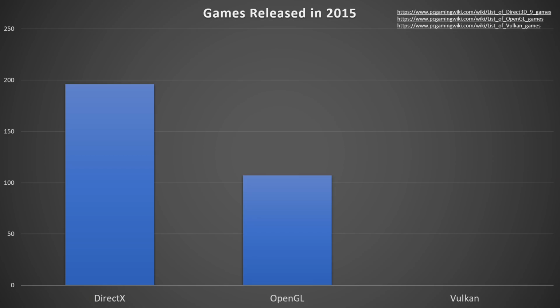Here's the state of the industry in 2015, I'd like to remind you. DirectX was the number one API in usage. But OpenGL was a very strong underdog. I mean, it had like 60% as many games as DirectX. It was the underdog, but it was a strong competitor. And it also had all of mobile. This is 2015, so of course there were 0 Vulkan games because Vulkan didn't exist yet.